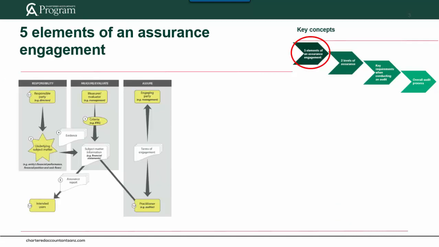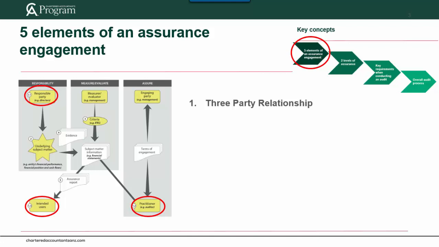This diagram shows the 5 elements of an assurance engagement. We'll go through the 5 elements using a common scenario, which would be an audit of a listed entity's financial statement. The first element is a 3-party relationship. The 3 parties are the responsible party, that is the party responsible for the financial statements, which would be the directors in our example. The intended user of the financial statements, say the shareholders, and the practitioner, that is the auditor of the financial statements.